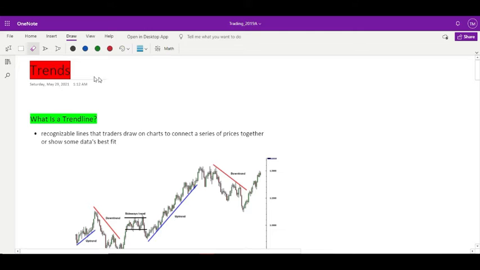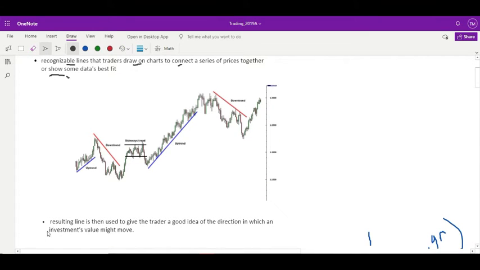So in this slide we'll be talking about trend lines, right? I think you've heard the term trends. So let me take my pen. What is a trend line? Trend lines are recognizable lines that you draw as a trader on a chart, on TradingView or whatever. Why do you draw those lines? So that you connect a series of prices together or show some best data fit. You're trying to connect these little things, what we call candlesticks, that I have explained earlier on.